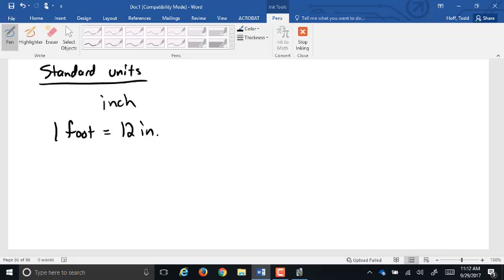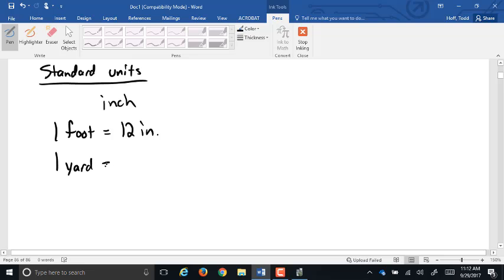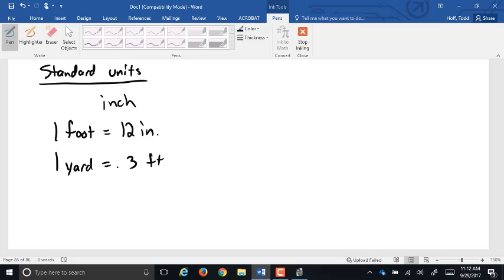As we go larger, what's our next unit? The yard. A yard equals 3 feet. Now, a lot of people think of the yard as the length of a person's stride, and it is about a yard, but the yard actually comes from, take a step, it's 3 feet.